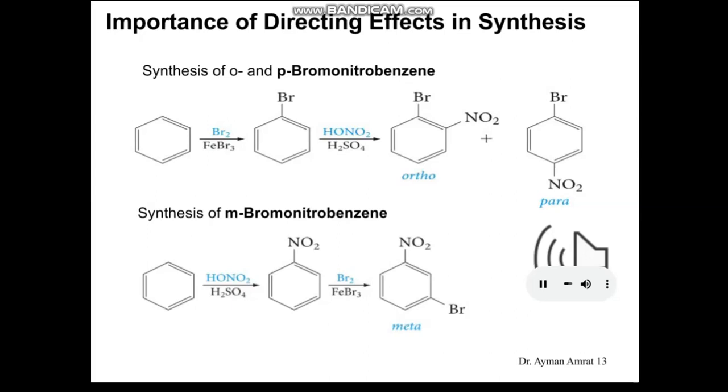While if we start with nitration first, the nitro group is a meta director. To prepare ortho or para, you need to perform bromination first, then nitration. While in the synthesis of meta-bromonitrobenzene, you need to perform nitration before bromination because the nitro group is a meta director.